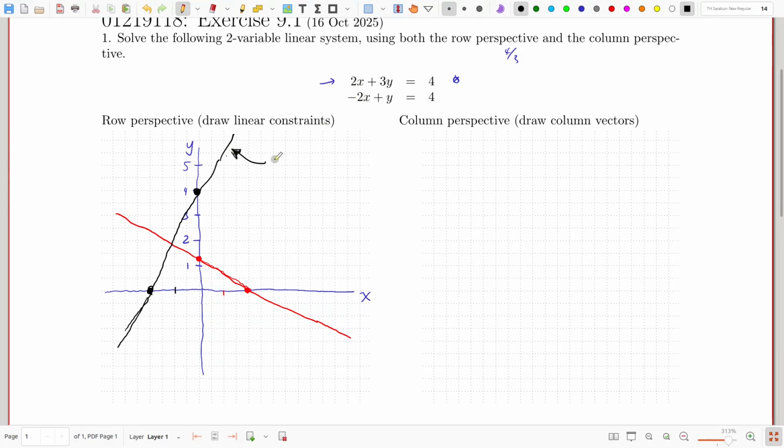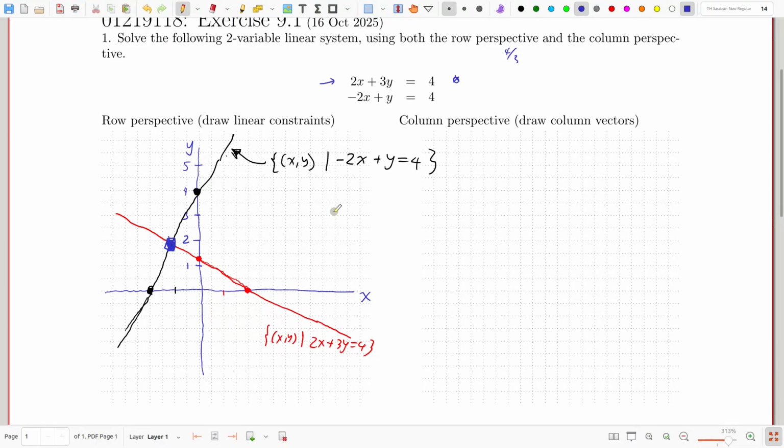So let me write it. This black line is the set of (x, y) such that -2x plus y equals 4. The red line is the set of (x, y) such that 2x plus 3y equals 4. So the solution of this system is this point. Okay. Yeah. So this is for the first task.